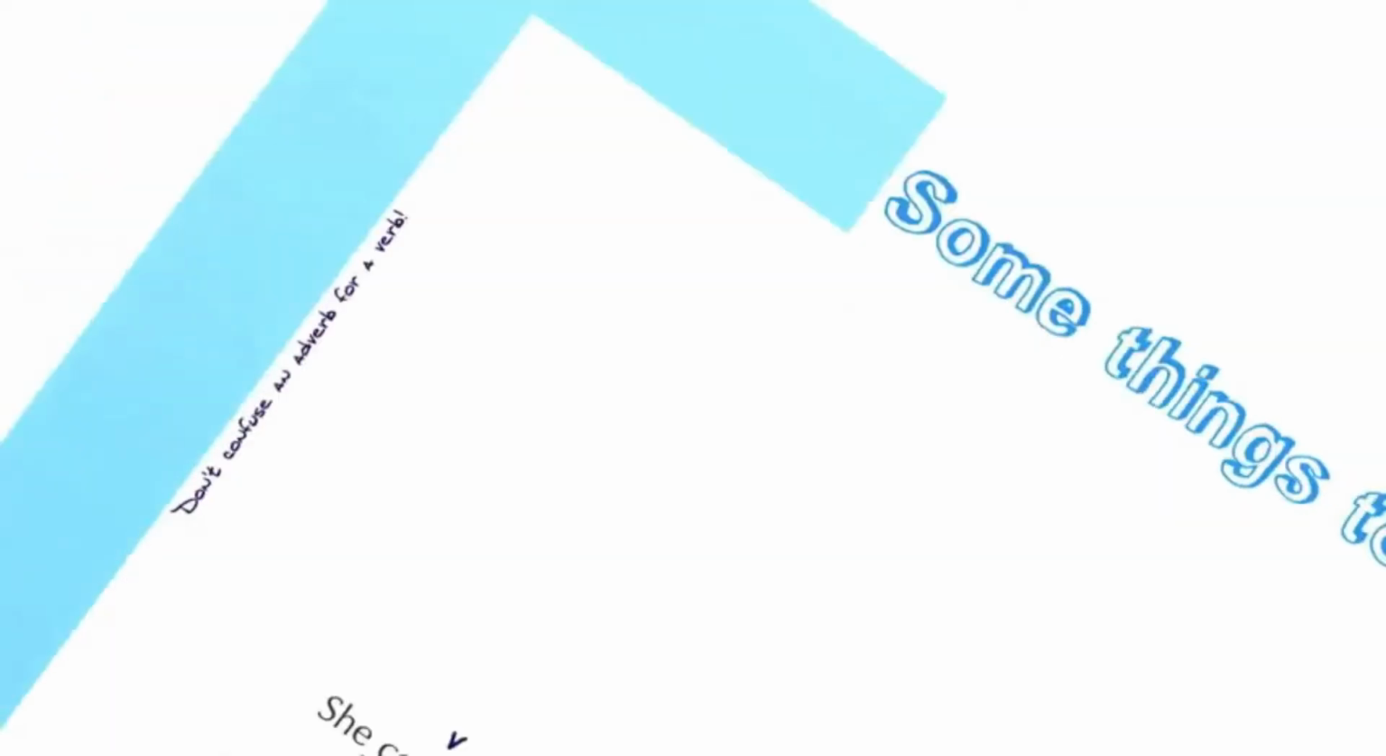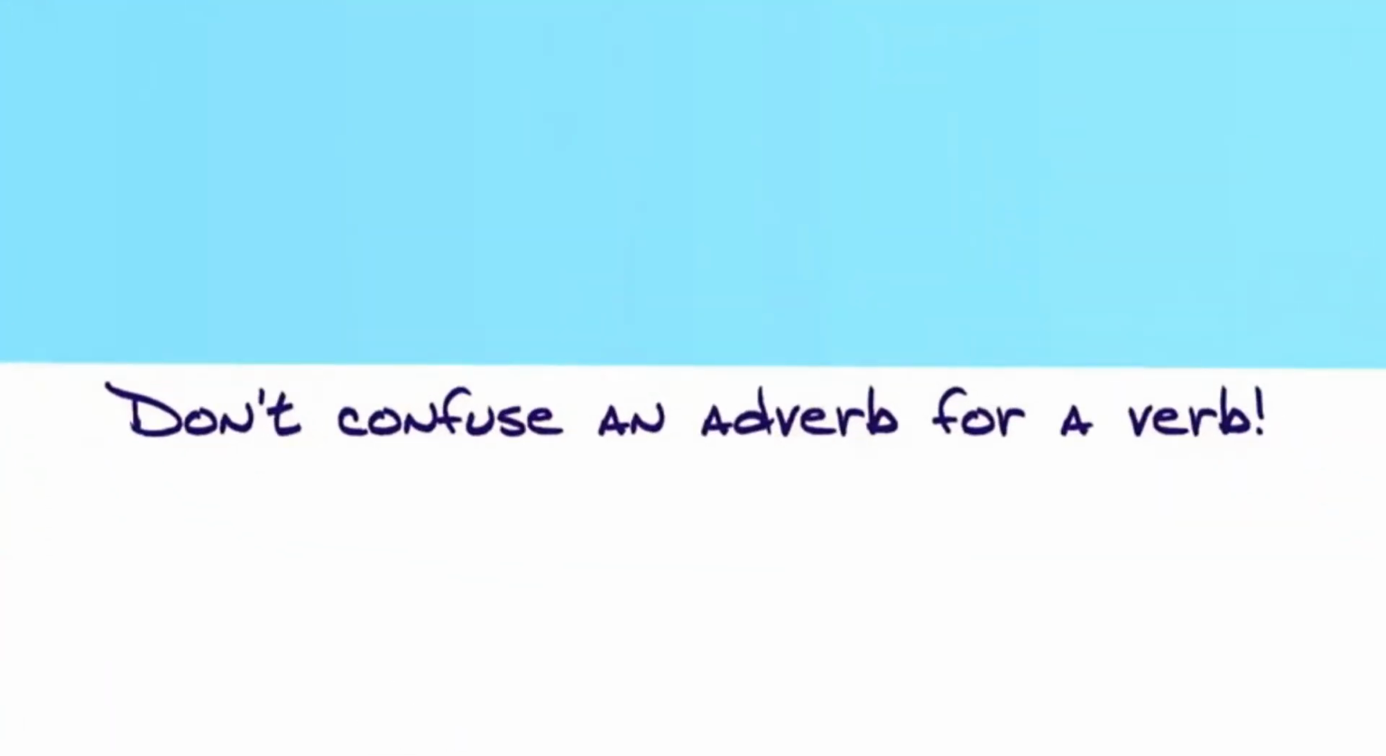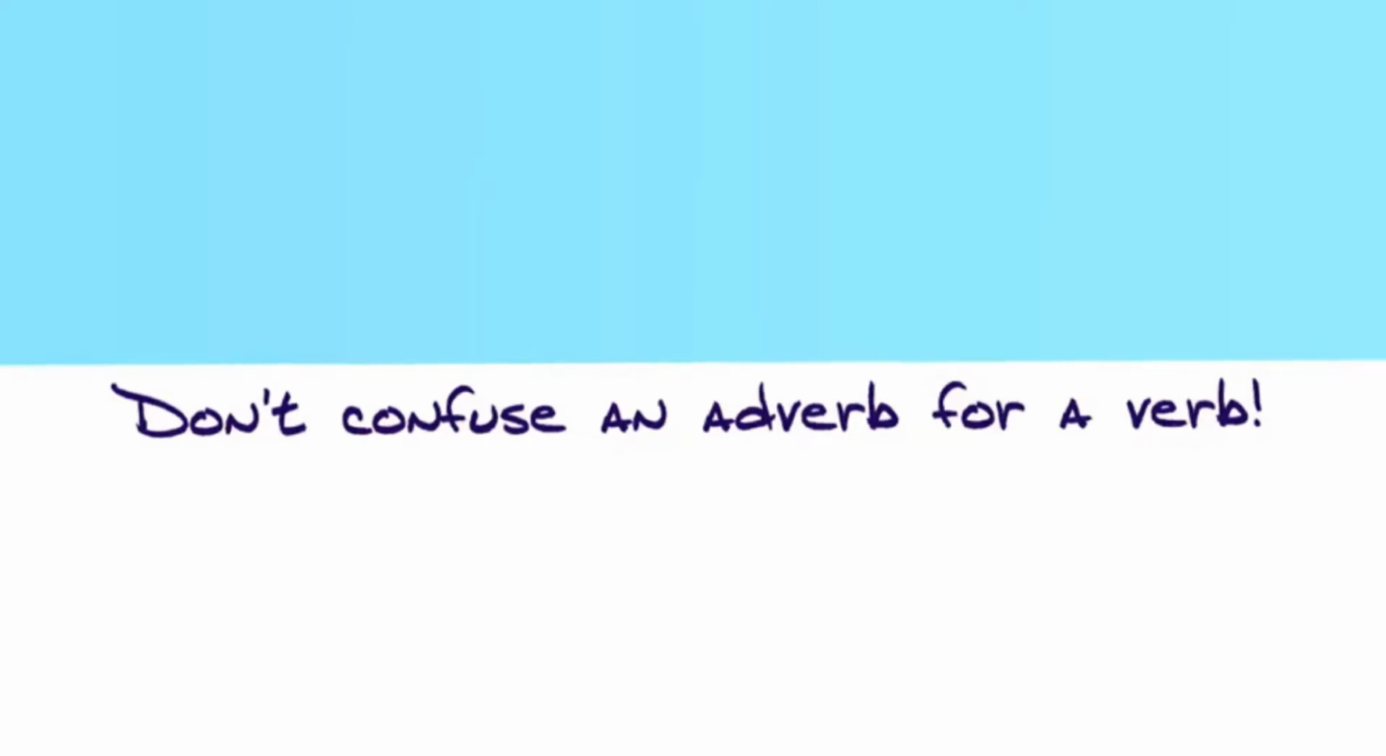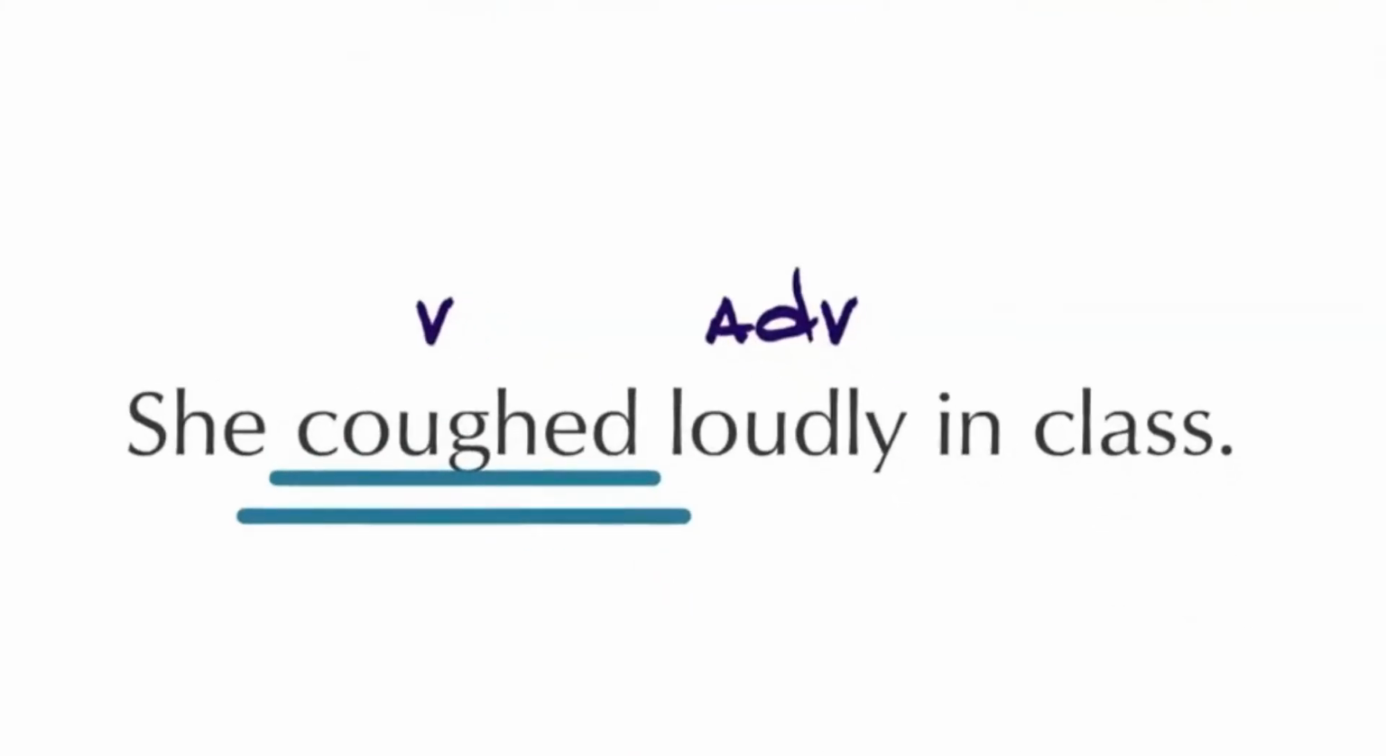There are some other things to consider when looking for the verb in a sentence. First, don't confuse an adverb for a verb. Remember that adverbs describe how an action is done. They also usually end in ly. Take the example, she coughed loudly in class. Loudly is not the verb because it is an adverb. We know this because it describes how she coughed.